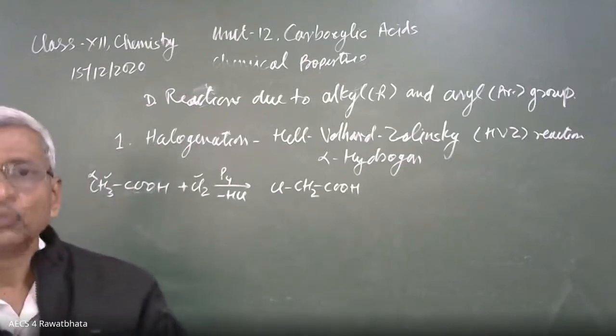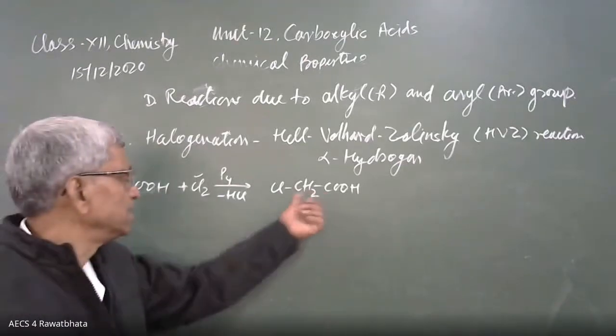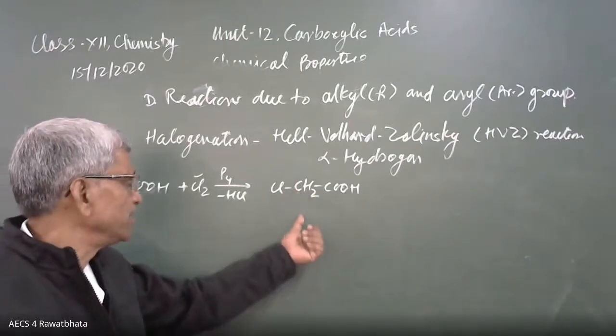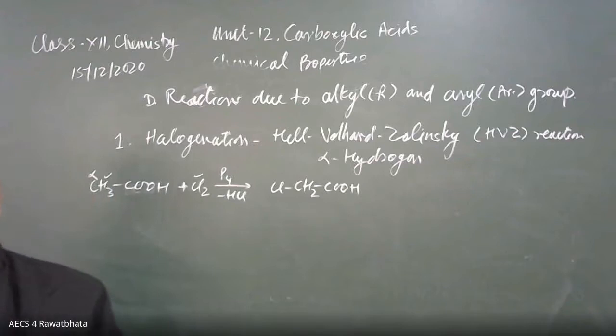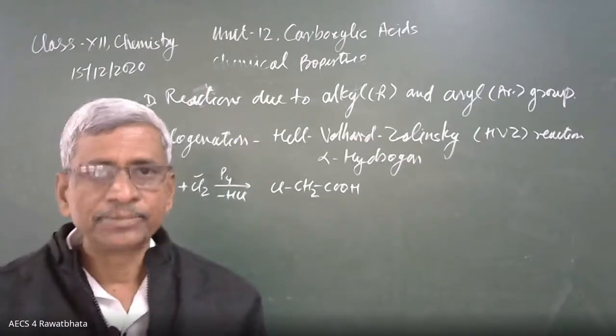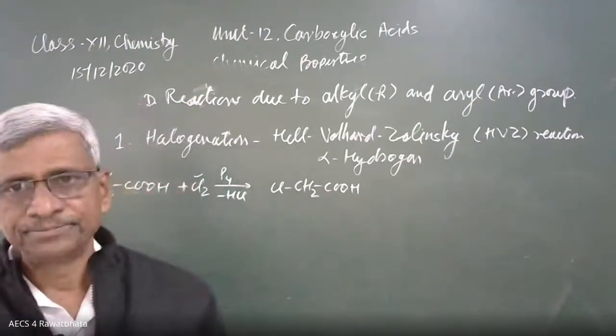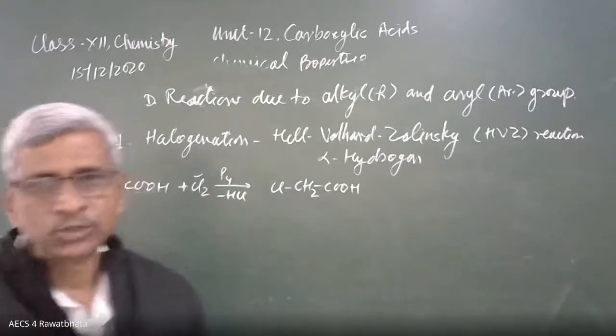CH2 having two COOH. One COOH here and another COOH. At the place of Cl we can join COOH. This is malonic acid. Acetic acid into malonic acid, upgradation of a carboxylic acid. In that reaction it is useful.